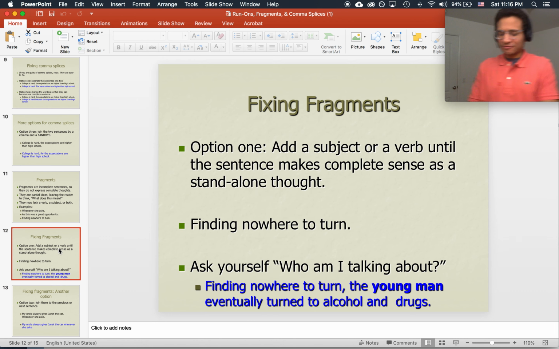Okay. We talked about fragments. They don't express a complete idea, can't stand on their own. A dependent clause.